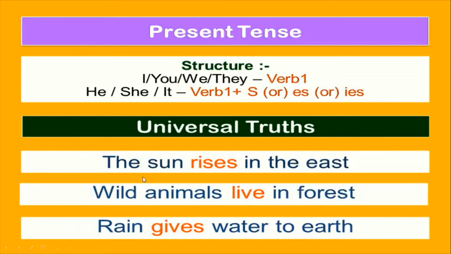Wild animals live in forests. Can you imagine here that it's "they"? Because wild animals is plural, we should keep live in the base form. Rain gives water to earth. Here, rain is as "it". Because of that, we should add s to the verb.